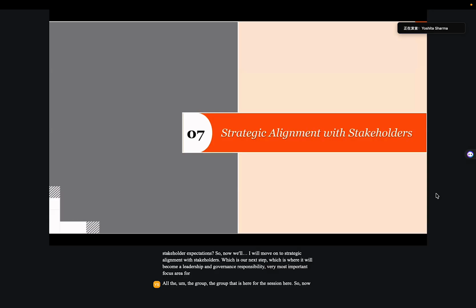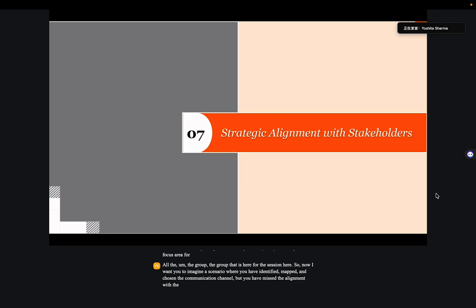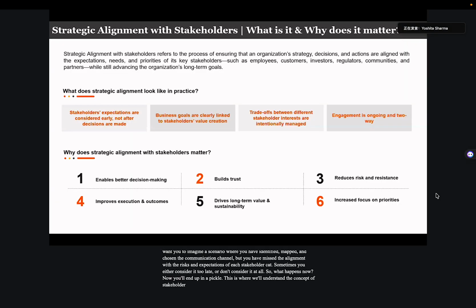So now I want you to imagine a scenario where you have identified, mapped, and chosen the communication channel, but you have missed the alignment with the risks and expectations of each stakeholder category. Sometimes you either consider it too late or don't consider it at all. So what happens now? Now you'll end up in a pickle. This is where we'll understand the concept of stakeholder alignment.